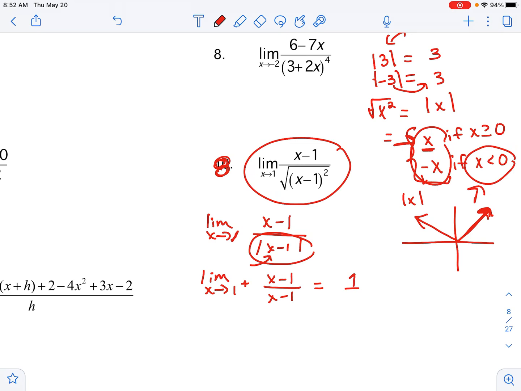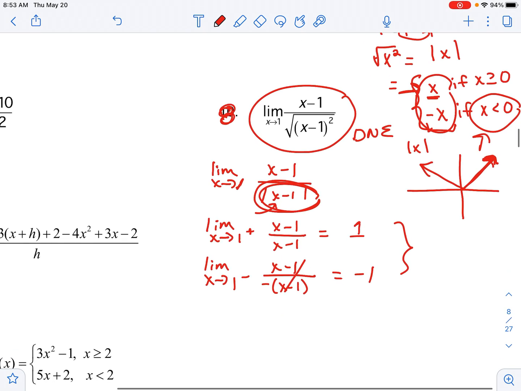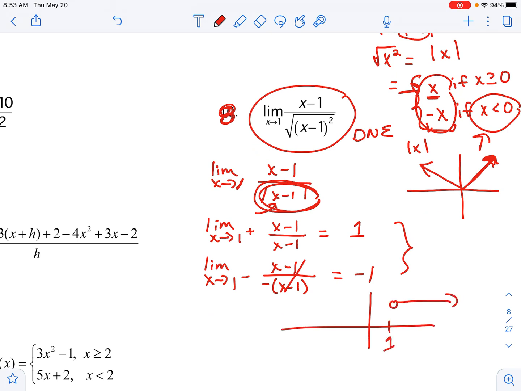really 1. But if I approach 1 from the left side of the graph, everything inside the absolute value is always negative, so you would take the opposite scenario. So the bottom simplifies to negative quantity x minus 1, and this becomes negative 1. So notice that your right and your left-hand limit are not the same, so we say this general limit does not exist.